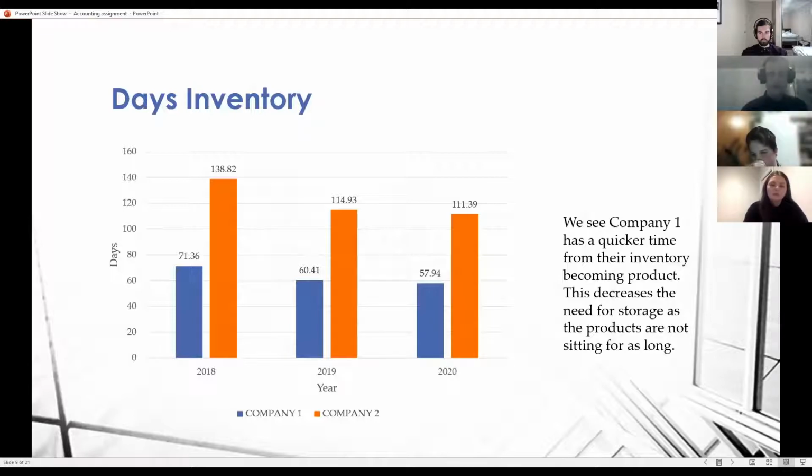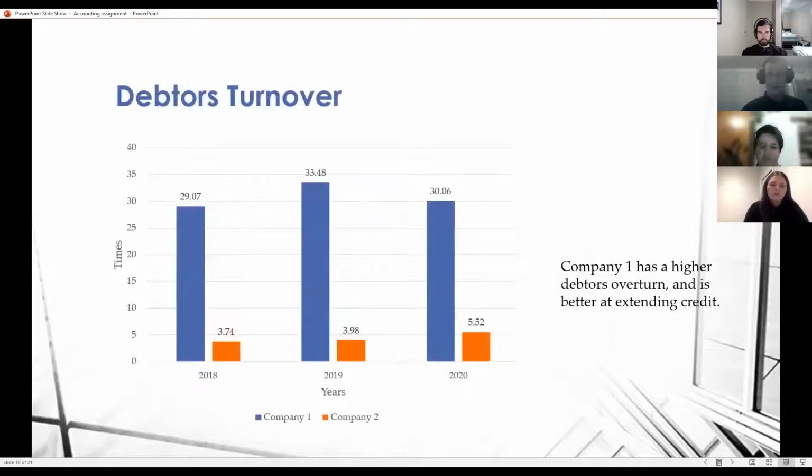Now to the other side of efficiency, where they hand out and collect their revenue and pay for their expenses. Debtors turnover shows Company 1 has a better ability to extend credit, and Company 1 also collects their credit a lot faster. Two slides.